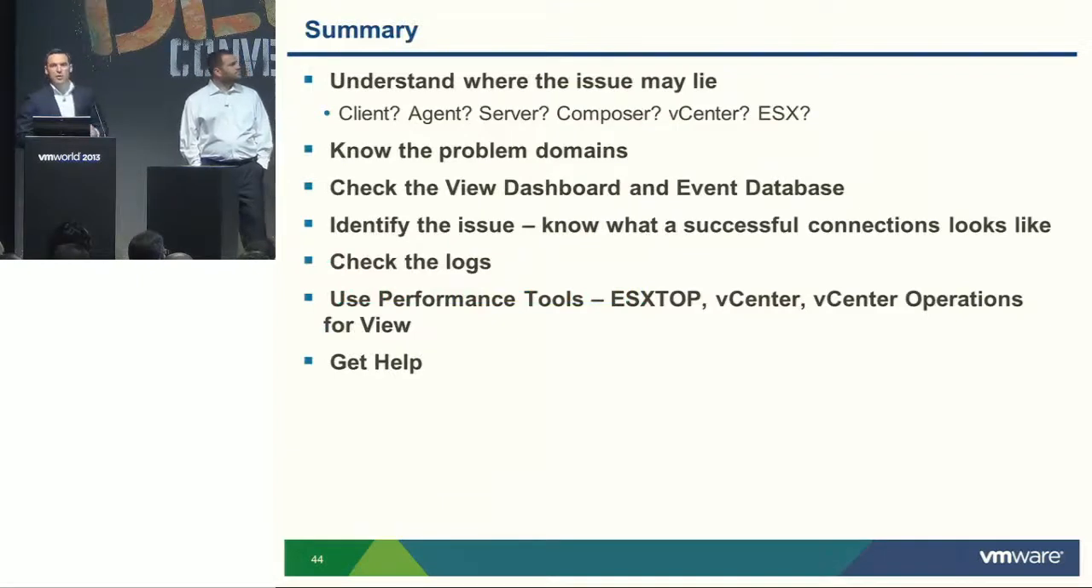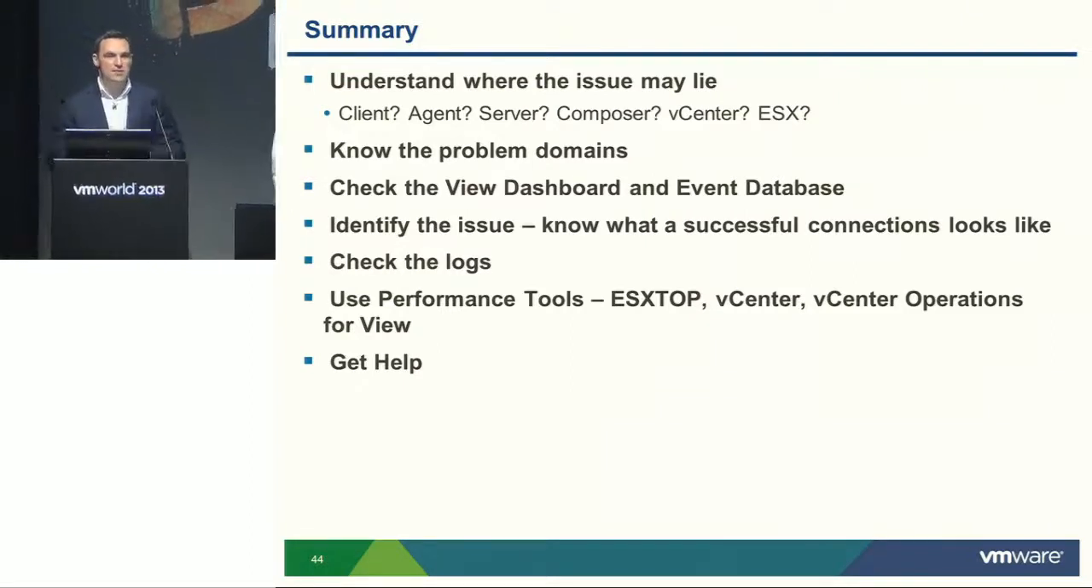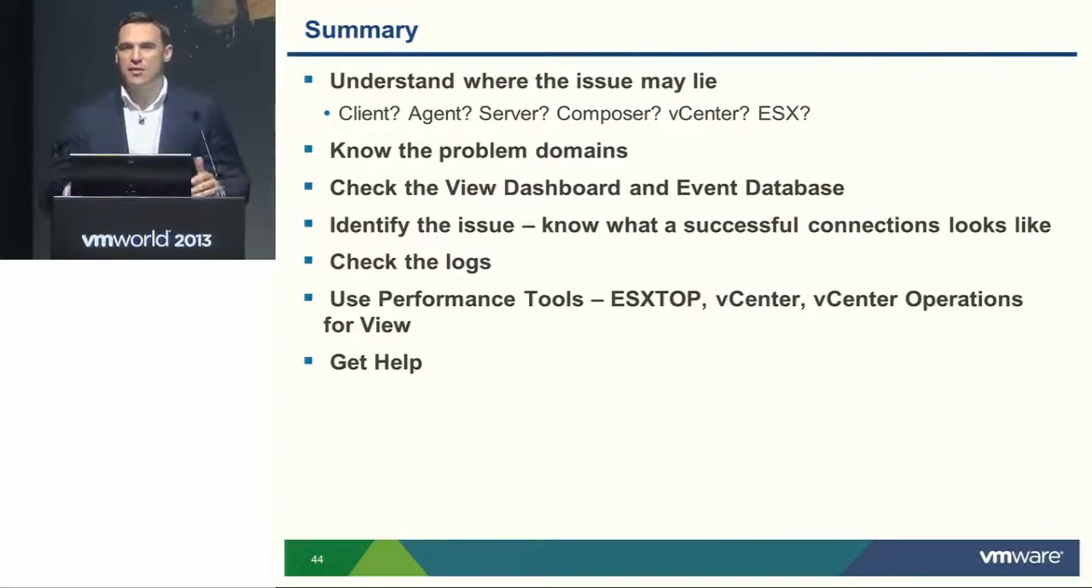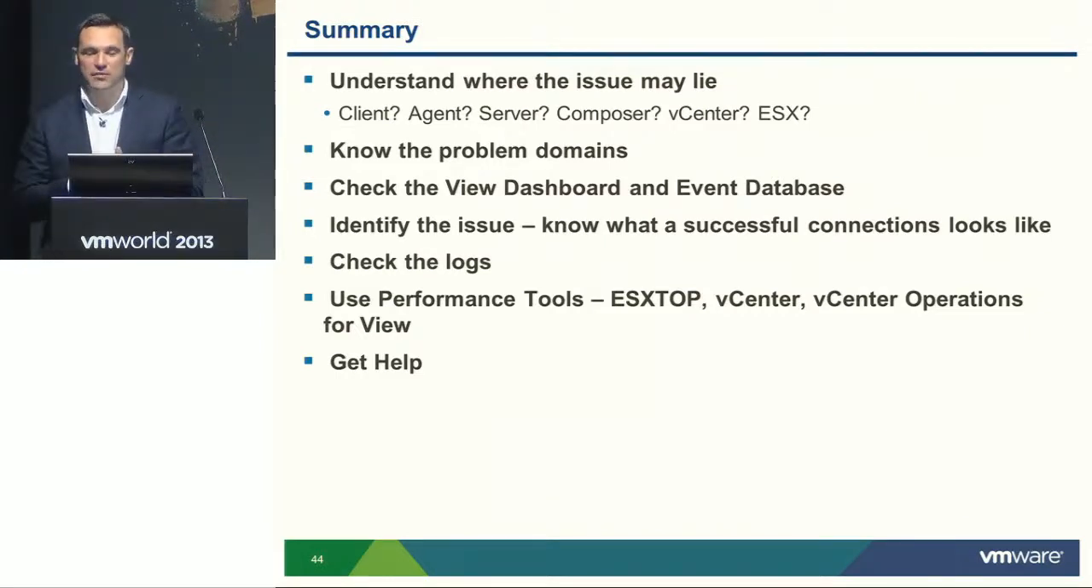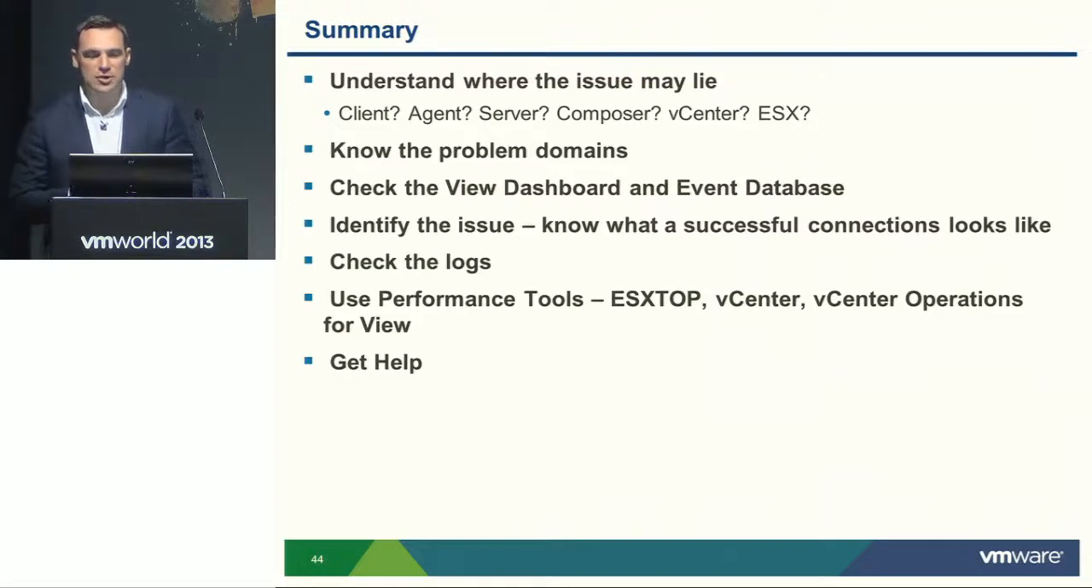So just to summarize, we've gone through the different problem domains, the areas where we see common issues in View. Hopefully you understand those different problem areas. We've looked at the different components. We've looked at the logging and the key events that should happen in your environment when a client connects to the connection server. We've taken you through the logs, where they are, and we've also looked at some of the key performance metrics you should be looking at on ESX and vCenter.